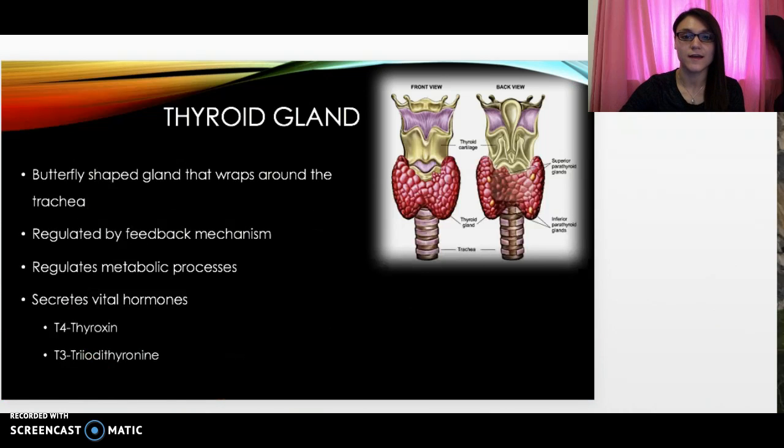To get started, as you can see in the picture to the right, the thyroid gland is a butterfly-shaped gland that wraps around the trachea and is located at the base of the neck. It is regulated by a feedback mechanism, and the thyroid hormones regulate vital body functions. These can include breathing, heart rate, central and peripheral nervous system, body weight, muscle strength, menstrual cycle, body temperature, and cholesterol levels. The hormones that the thyroid gland secretes are T4 and T3.